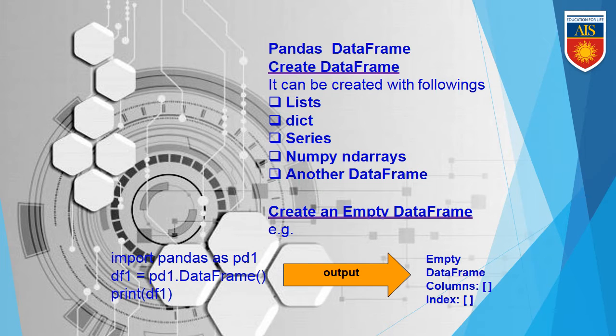Now we will see one example of how to create a data frame. It can be created with the following: list, dictionary, series, numpy ndarray, and another data frame. So these are the options where we can create a data frame in Pandas. For that we need to apply the command this way: import pandas as pd1, df1 equal pd1 dot DataFrame, then print df1.